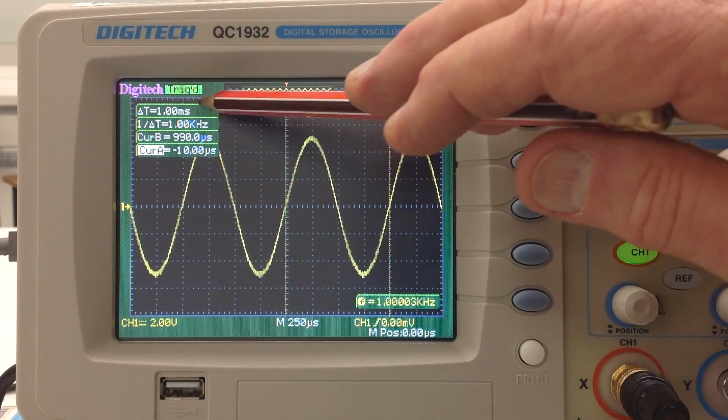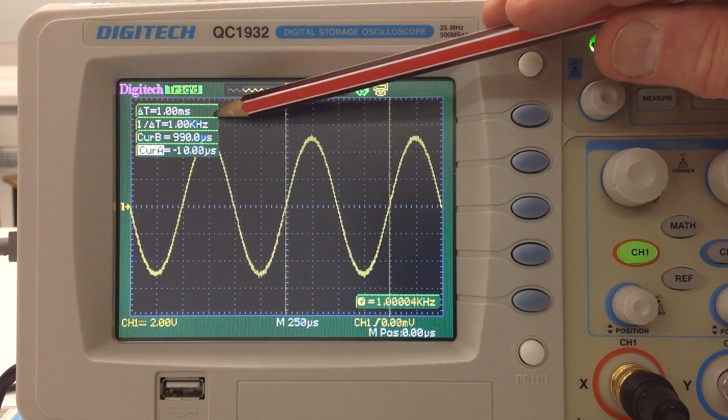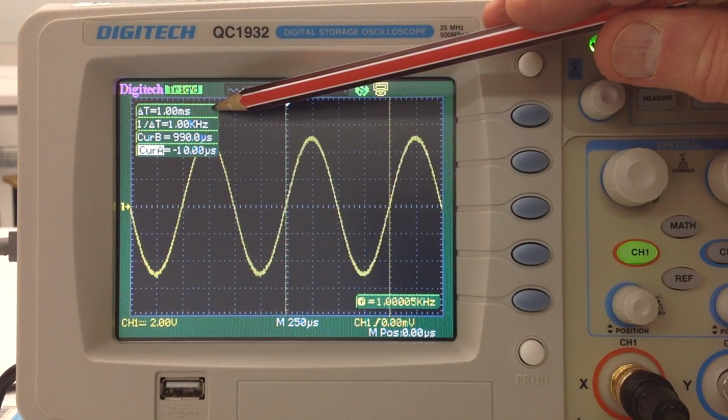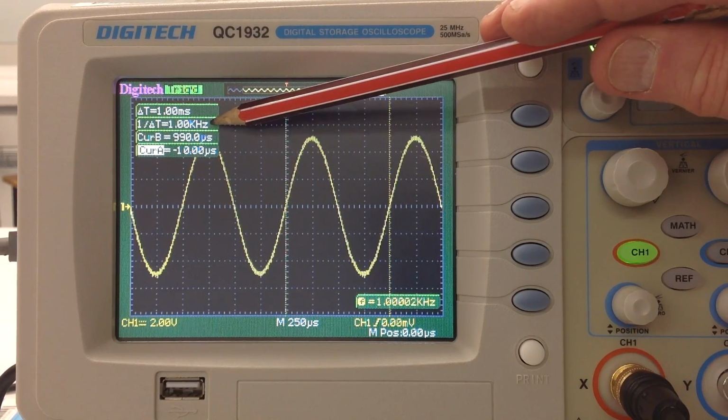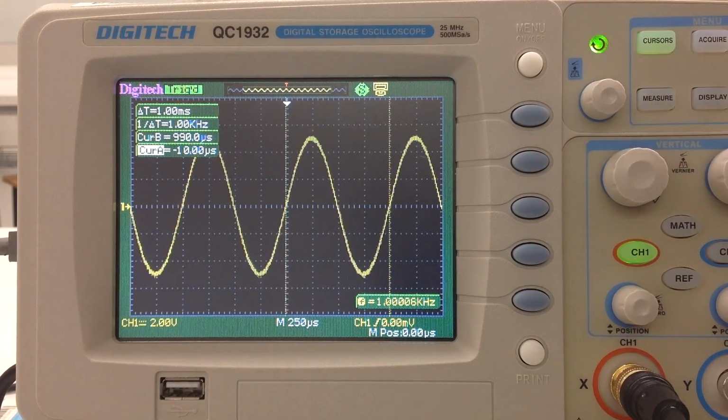the period, 1.00 milliseconds. And the nice thing the oscilloscope will do for you is it tells you what the reciprocal of that number is as well: 1 kilohertz. Frequency is 1 over the period. And so the oscilloscope is very useful for measuring both voltage and time.